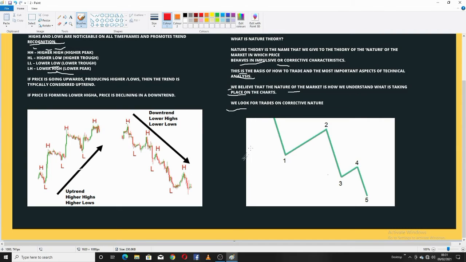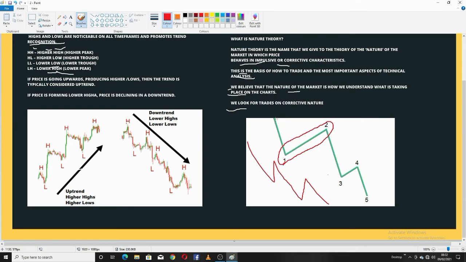The phase that pushes towards the trend is impulsive, and the phase that goes against the trend is corrective. Impulsive, corrective, impulsive, corrective. And I said we look for trades in the corrective phase. That's where we get our patterns, our rectangles, our triangles, our channels. That's where we get them.